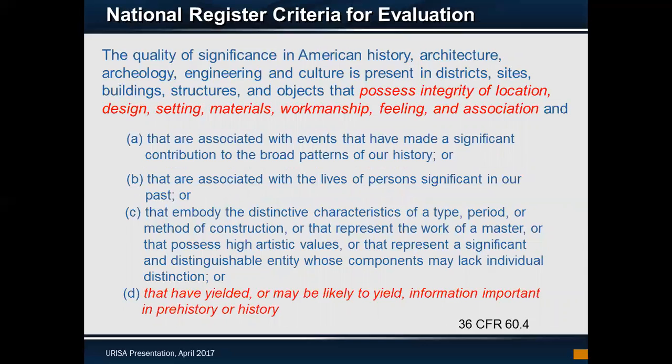How does that work? Well, when we go back and look at 36 CFR 60.4, the criteria for evaluation of whether a site is actually a historic property, you see that there are two requirements. First, they have to possess integrity of location, design, setting, materials, workmanship, feeling, and association. And they also have to fit one of four categories of importance. Prehistoric archaeological sites are almost always eligible under criterion D. That is it for the information that they contain.